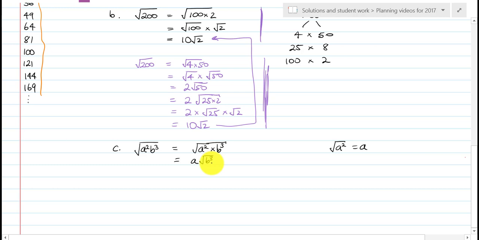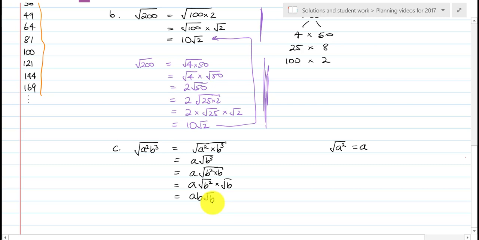Now I'm looking for, are there any square factors of b cubed? Well, actually, yes, there is. A times the square root of b squared times b. And b squared is a square number. So I can write this down as a times the square root of b squared times the square root of b. And the square root of b squared is just b, so I get ab root b. And this would be in its simplest form.